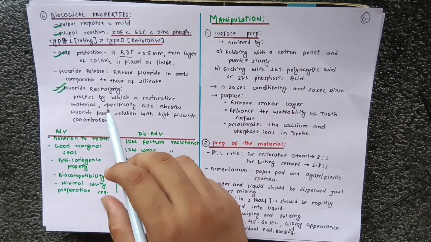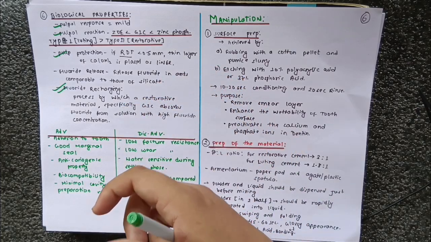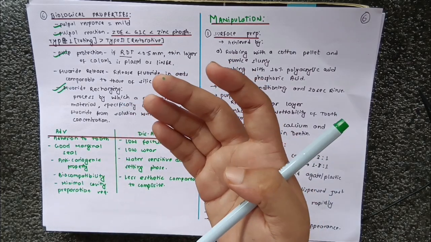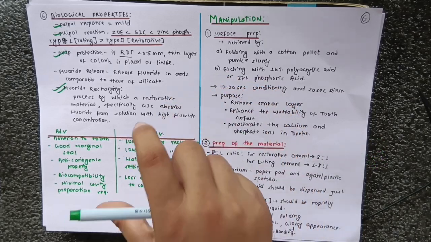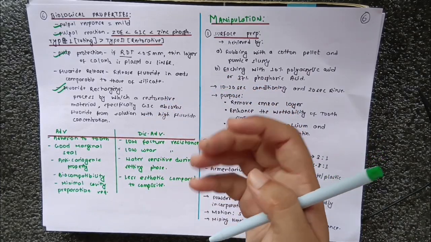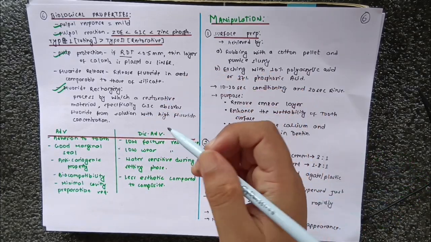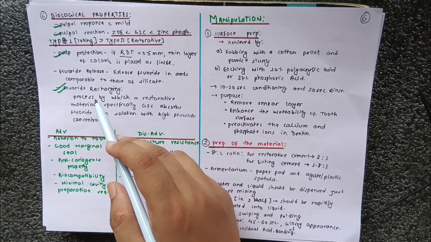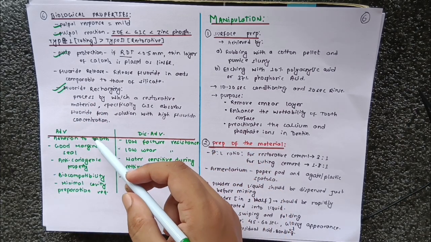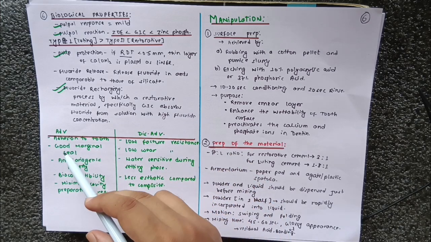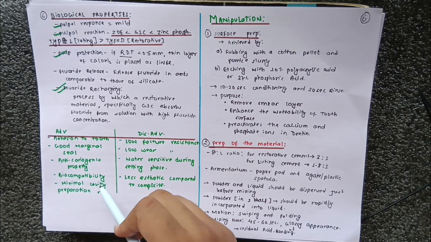So fluoride discharging means the process by which GIC especially, or also other substances, absorb fluoride from a solution that has a high fluoride concentration. So that is fluoride discharging. After that I have written the advantages and the disadvantages, so you can go through those. Advantages: adhesion to the tooth, good marginal seal, anti-carcinogenic, biocompatibility, minimal cavity preparation required.